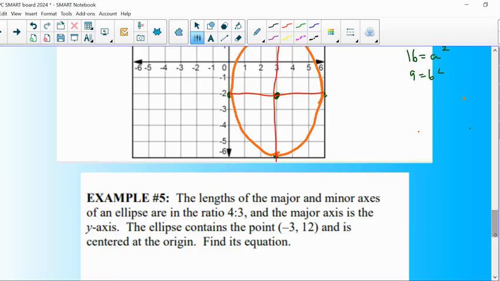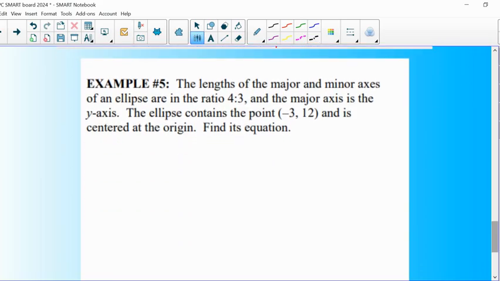Okay, now last example, kind of like an application, or trying to create this equation. It tells us the lengths of the major and minor axes of an ellipse are in the ratio of 4 to 3. First of all, 4 to 3 doesn't necessarily mean it has to be just 4 and 3. So I'm going to say 4k and 3k, right? Because maybe it's 8 and 6, or 40 and 30, or 2 and 1.5.